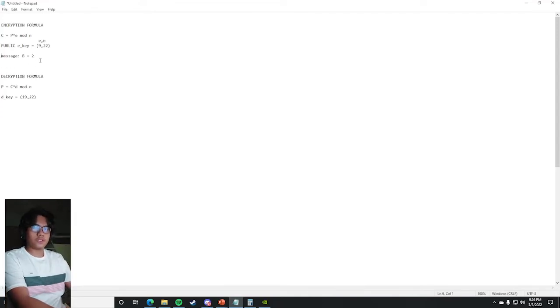Okay, so our text is B. We'll just use a single letter to keep it easy to understand and pretty concise. So to encrypt this, we use the formula C is equal to P raised to E mod N. So we go, ciphertext is equal to P, the plain text, which is B, which is 2, because B is equal to 2, raised to 9, mod 22.